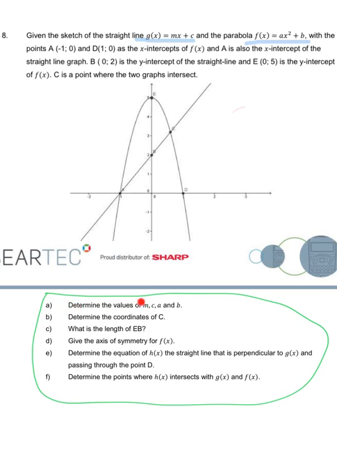Okay, so these are some of the questions we are going to try and answer. So clearly here we can see that we need to determine values for m, c, a, and b, which are the unknown variables in our parabola and in our straight line.